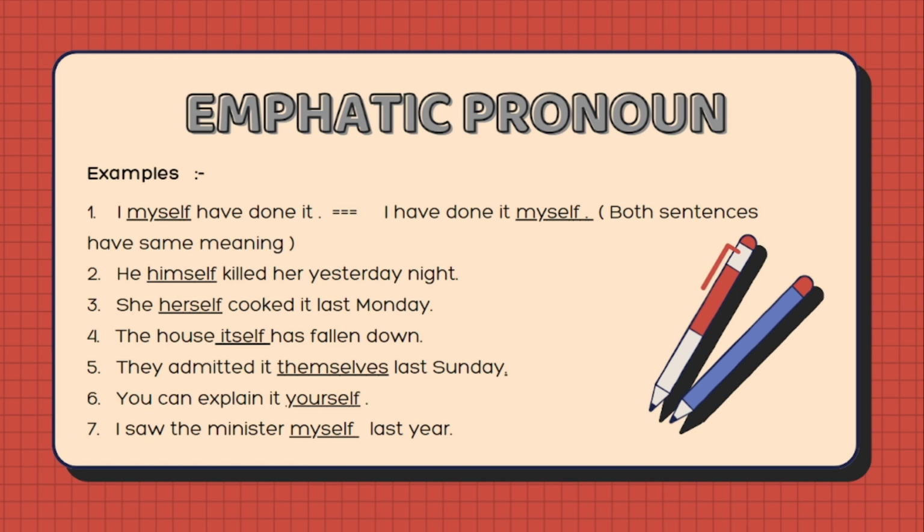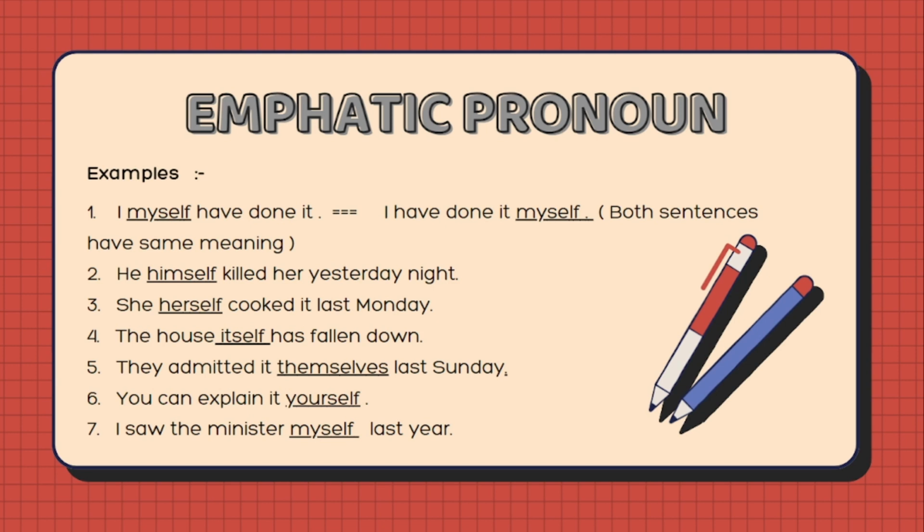In this sentence, I subject, have helping verb, done main verb 3. The sentence is in present perfect in active voice. It object. Here the word myself is written immediately after the object it. What is the meaning of this sentence? It means no one has forced me to do it. Both sentences have the same meaning.